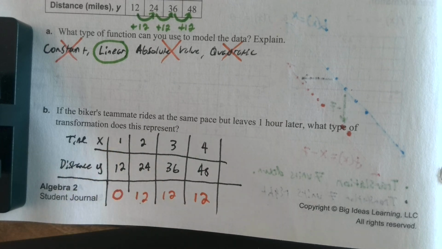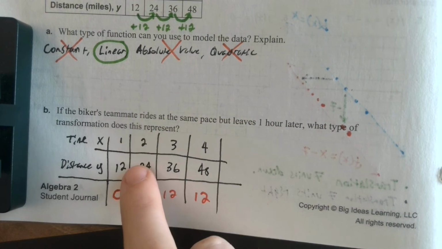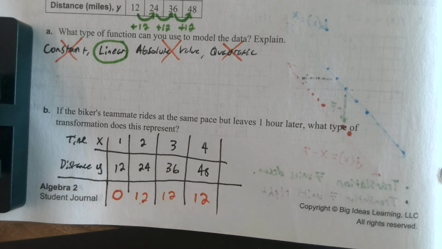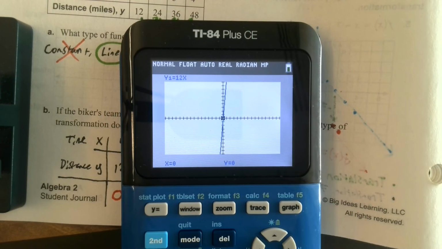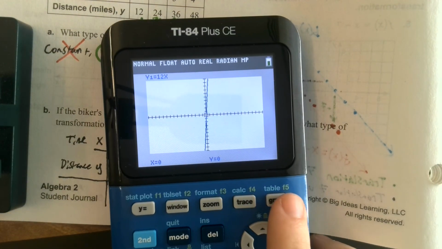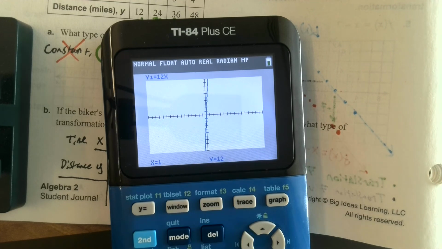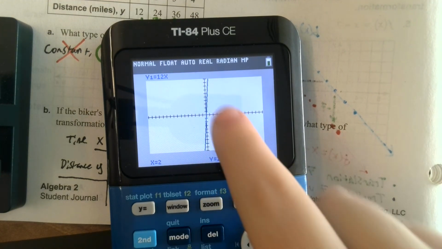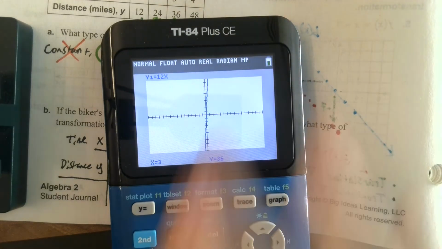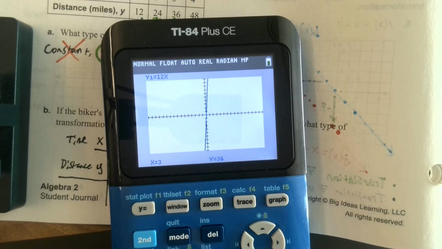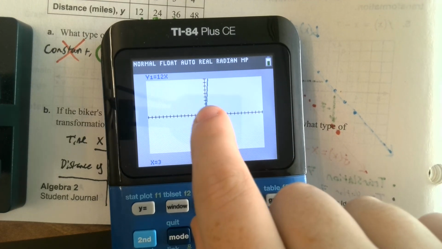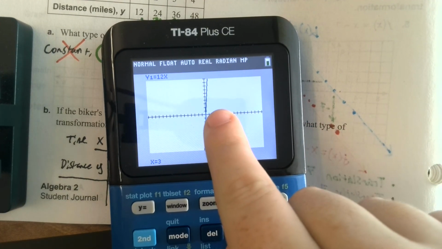If I was to graph our original function here on a table, going from 1 to 12, 2 to 24, 3 to 36, 4 to 48, it might look something like this. Something like this here. So if I go to x equals 1, for instance, you can see I'm typing in 1 here, I'm at 12. If I go to x equals 2, I'm at 24. If I go to x equals 3, I'm at 36. This is what our original graph might look like. But we want it so that instead of being at 12 when we're at 1, we want it to be at 0 when we're at 1.